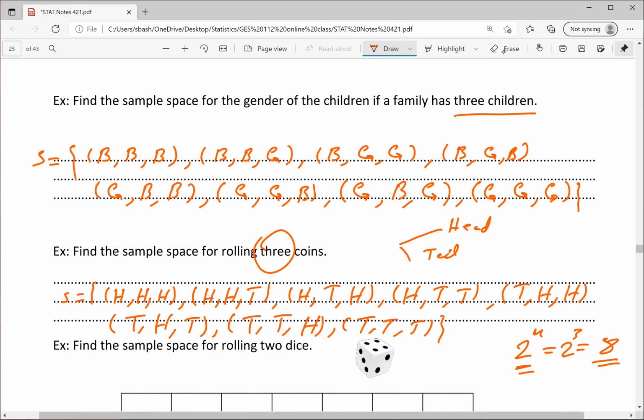For this experiment, I have 8 outcomes. It is 2 to the power n. 2 is the number of faces of the coin, and n is the number of experiments. We are doing this 3 times, 3 coins.